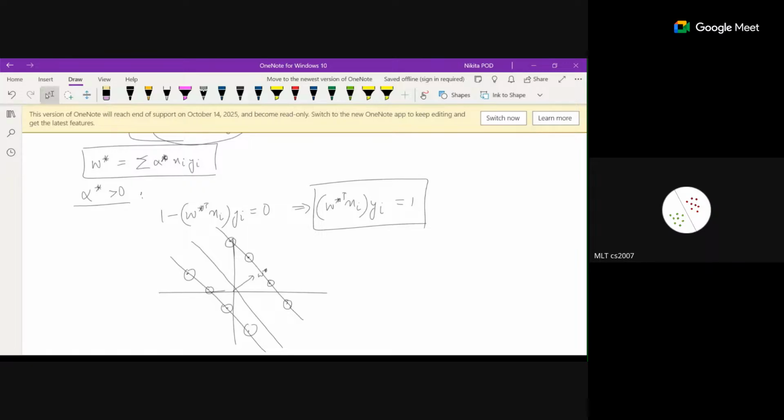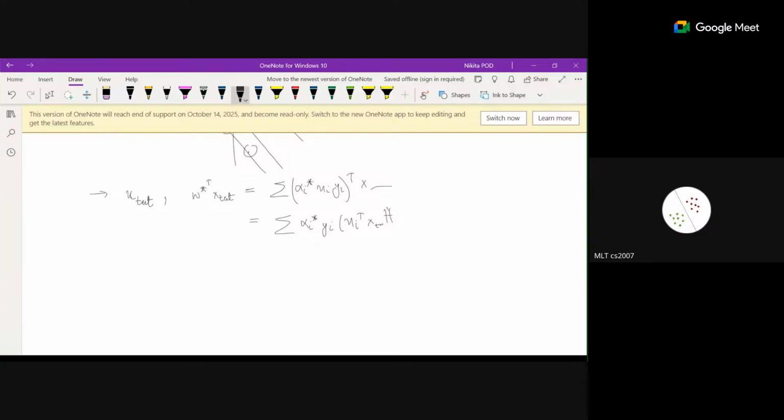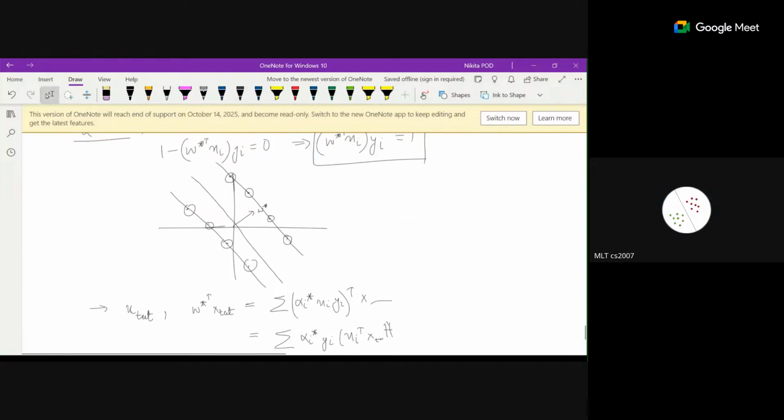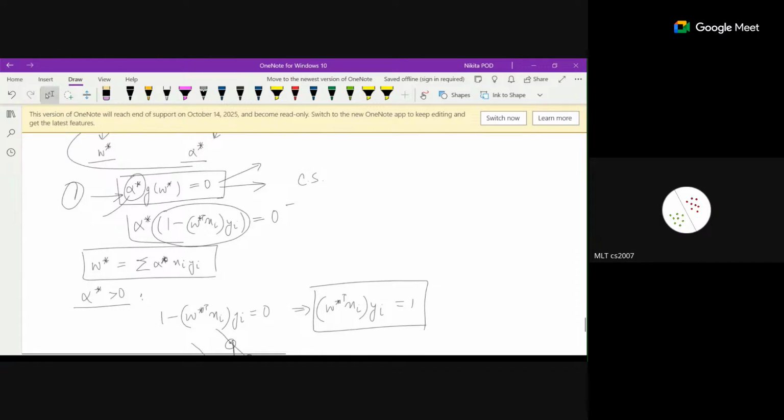So if you are given an x test and you have to predict for this x test, you can compute W star transpose x test. That is how we can do it. This is very important: what W star is. You should remember this.